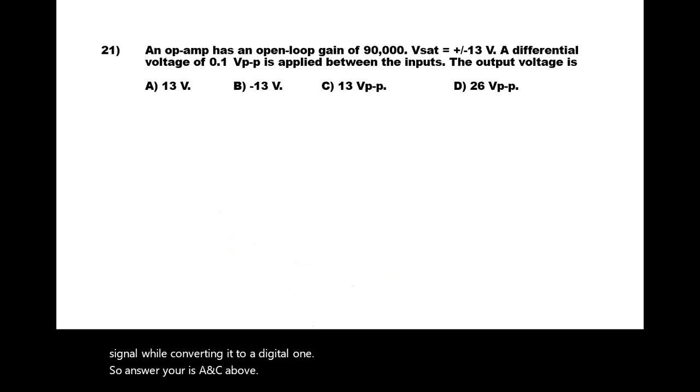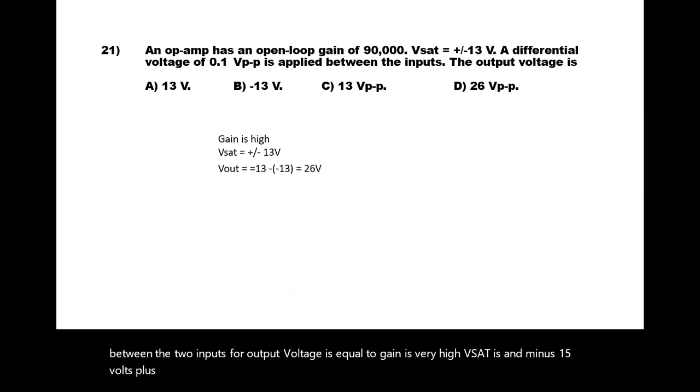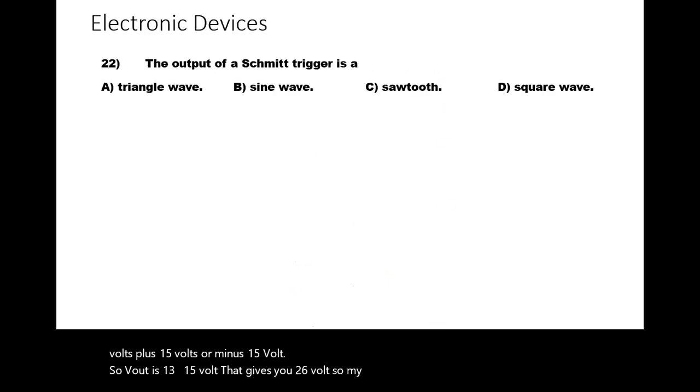An op-amp has an open loop gain of 90,000, VSAT plus minus 13 volts, and a differential voltage of 0.1 volts peak to peak is applied between the two inputs. The output voltage is equal to, since the gain is very high, VSAT, plus or minus 13 volts. So V out is 13 minus negative 13 volts, that gives you 26 volts. So my answer is D, 26 volts peak to peak.